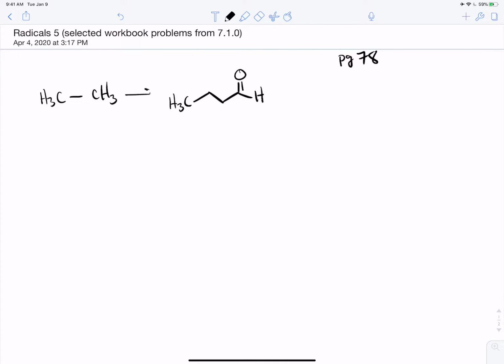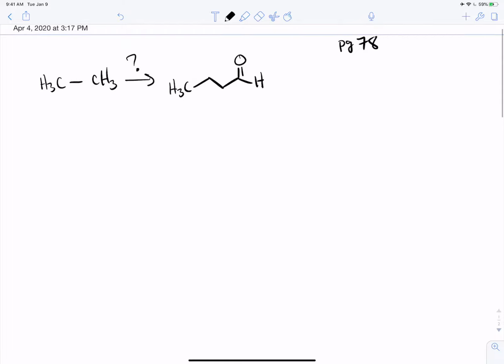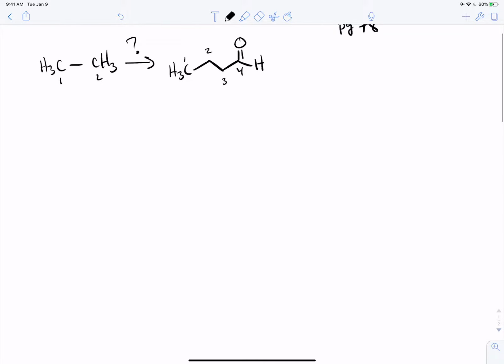They're asking you, how do I convert it over to this aldehyde? So the same rules apply. Carbons in the product have to appear in the starting material. And so we're going to work this out the same way. It's got 4 carbons. All right, so again, we're going to note that we're forming a carbon-carbon bond, and we're going to work through that.